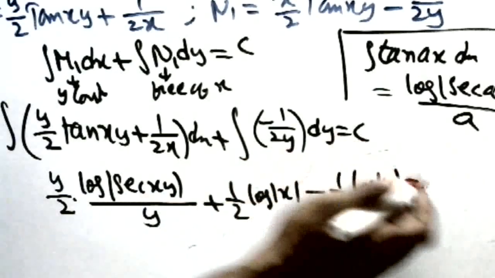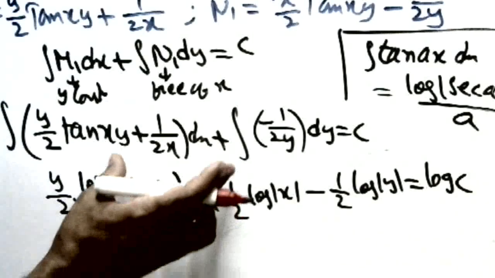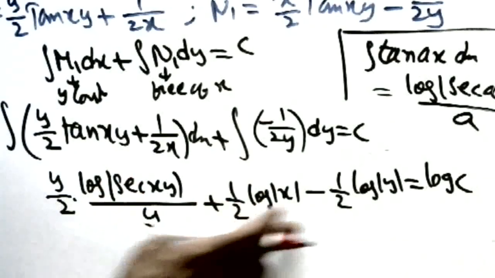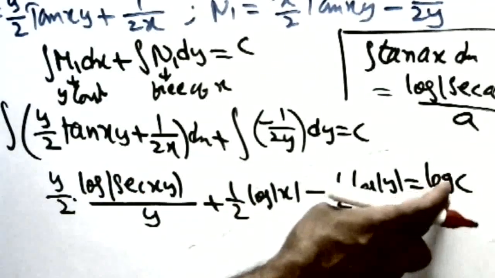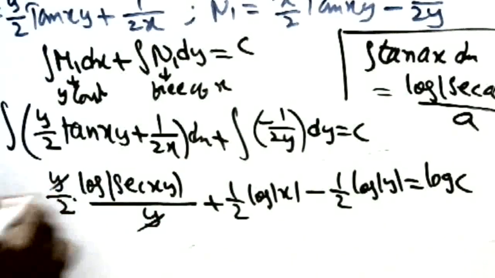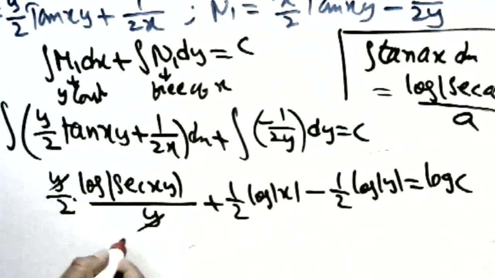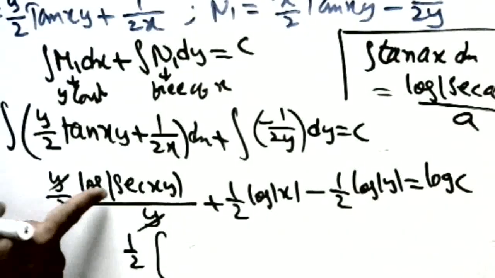Because we are getting all the answer in log, we suppose this constant also log c. Remember this one. Whenever we get the complete answer in log, it's easier to suppose the constant also as log c, not just c but log c. Now this 2 will get cancelled. You see we are having 1 by 2, 1 by 2, 1 by 2. Let us take the constant common.